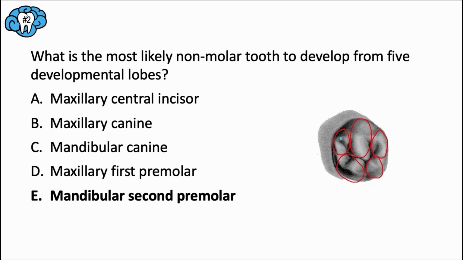And here I've circled approximately where each of those 5 developmental lobes contributes in terms of the final tooth structure.